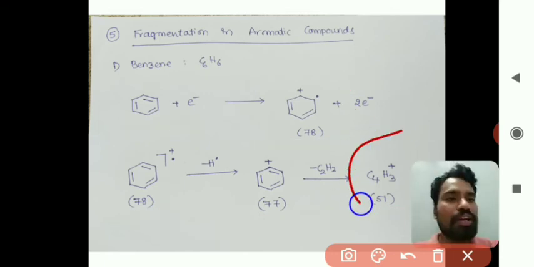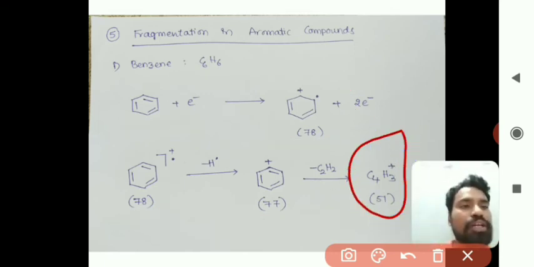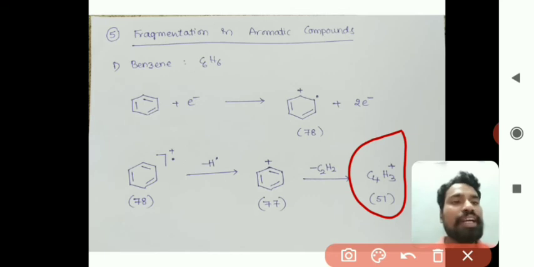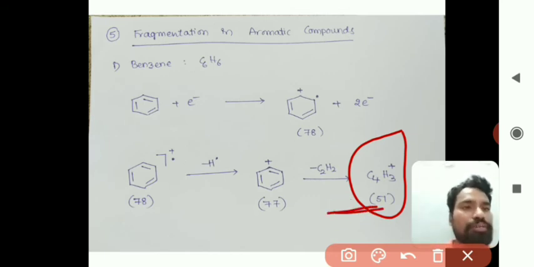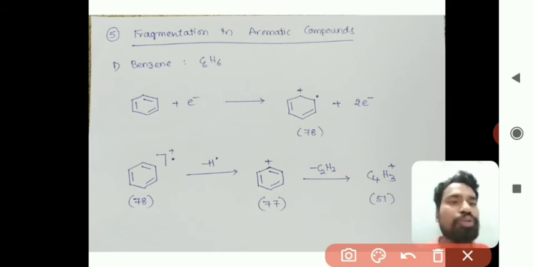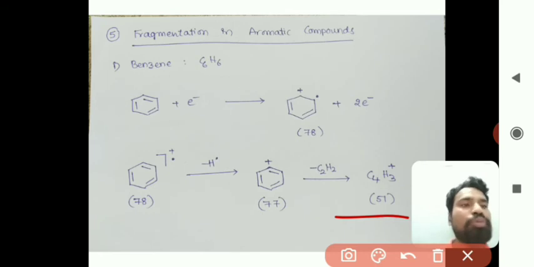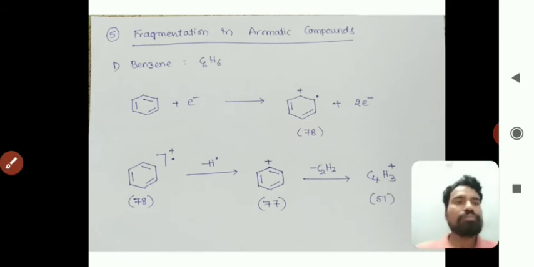In all the aromatic compounds, whichever consist of a benzene ring, a characteristic peak would be there at 51, which corresponds to C4H3+. In all aromatic compound fragmentation, this C4H3+ would be formed, so one peak would be there in the mass spectrum at 51, corresponding to C4H3+. This is what we have to remember; it is the important thing in the fragmentation process of aromatic compounds.